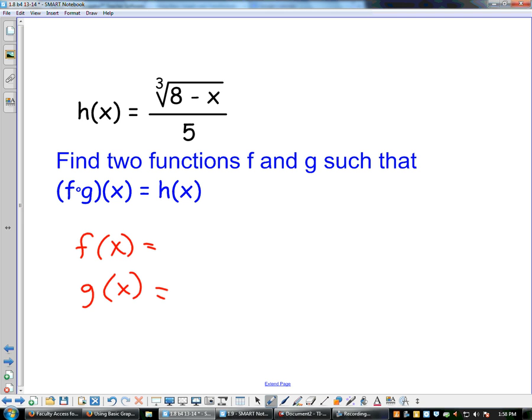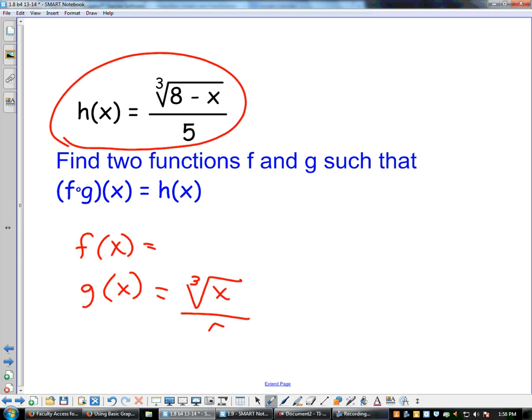So you are coming up with your own f of x and your own g of x, so that if you take the composite of f of g, you will get this function here. So what could be the inner function in this example, Alexis? Cubed root of x over 5. And then you want f of x to be 8 minus x.